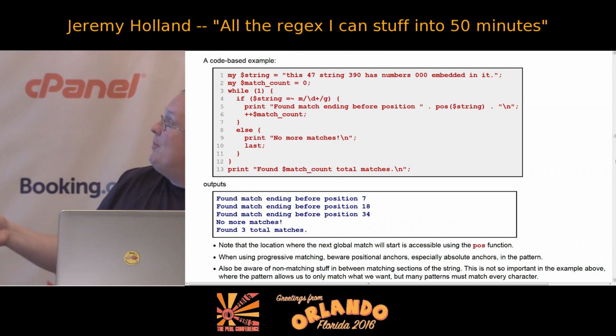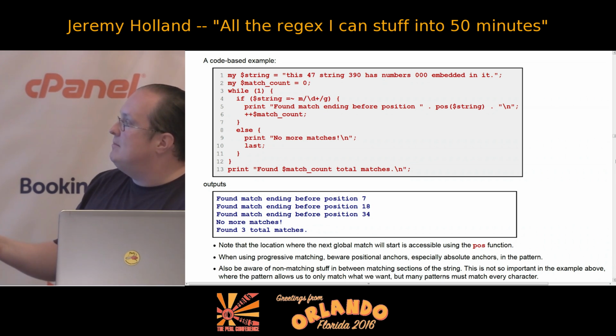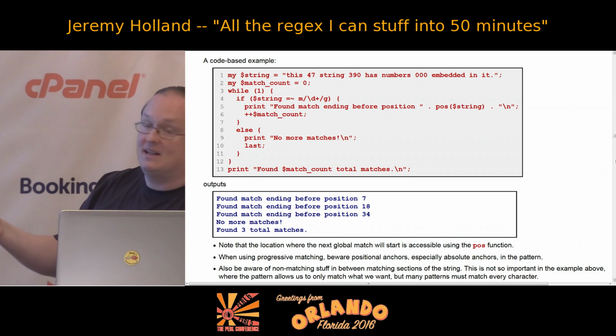So, an example, this string has some numbers embedded in it. I'm going to loop forever, match against digits globally, and I will print out that I found a match until I have no more matches. And I found matches ending at position 7, 18, and 34. If anyone would like to count, feel free.